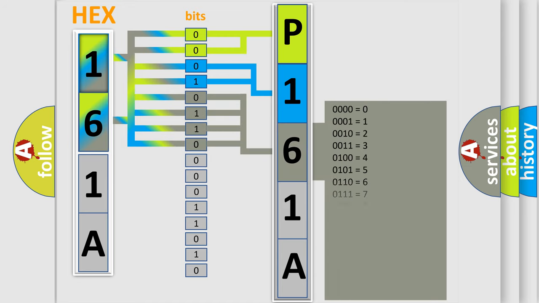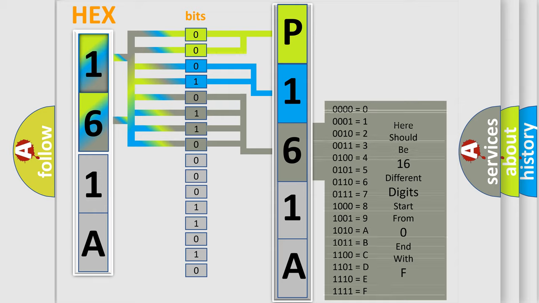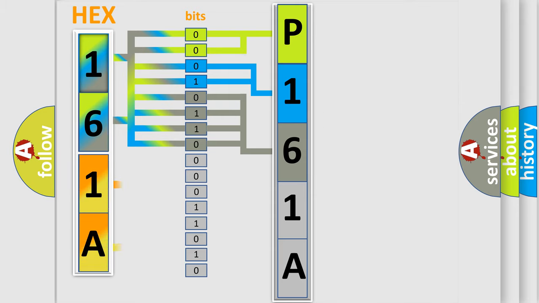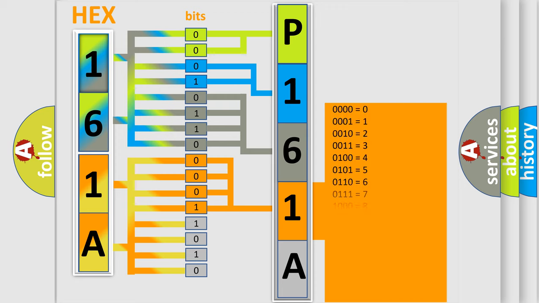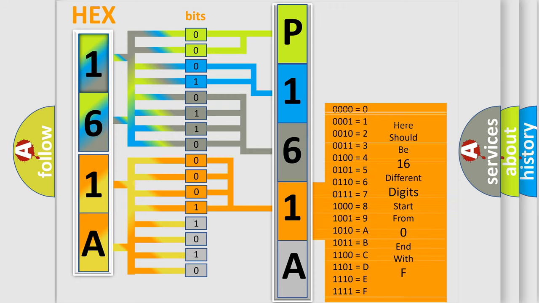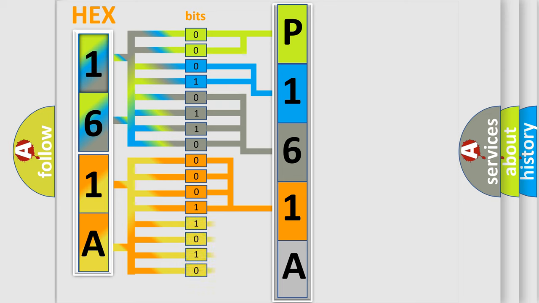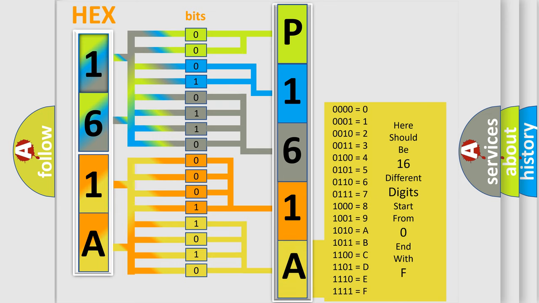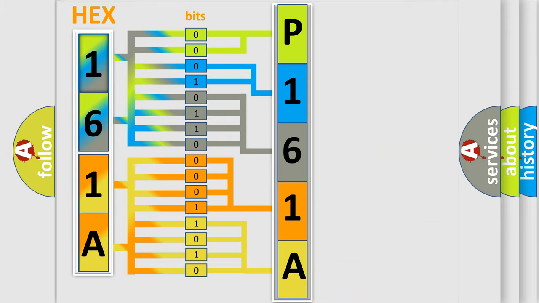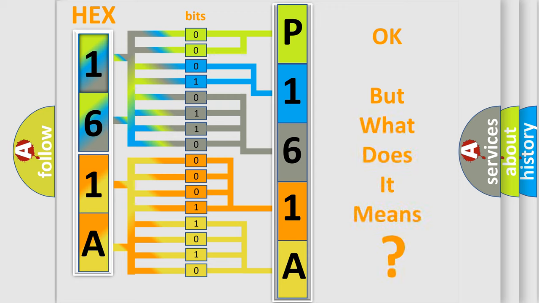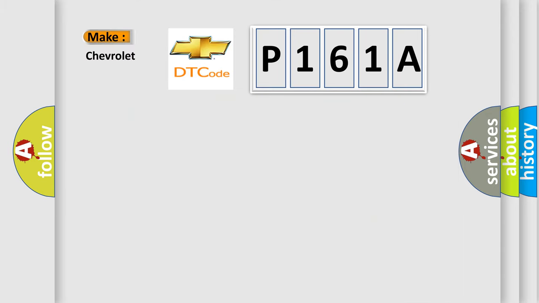The second byte is composed of a combination of 8 bits. The first 4 bits determine the fourth character of the code, and the combination of the last 4 bits defines the fifth character. A single byte conceals 256 possible combinations. We now know in what way the diagnostic tool translates the received information into a more comprehensible format. The number itself does not make sense to us if we cannot assign information to what it actually expresses. So, what does the diagnostic trouble code P161A specifically interpret for Chevrolet?